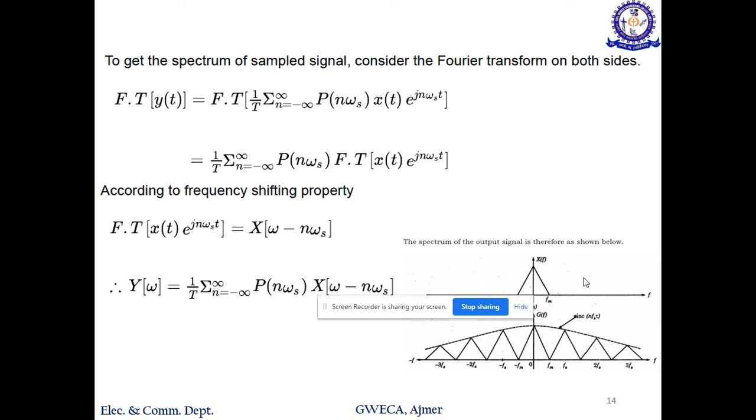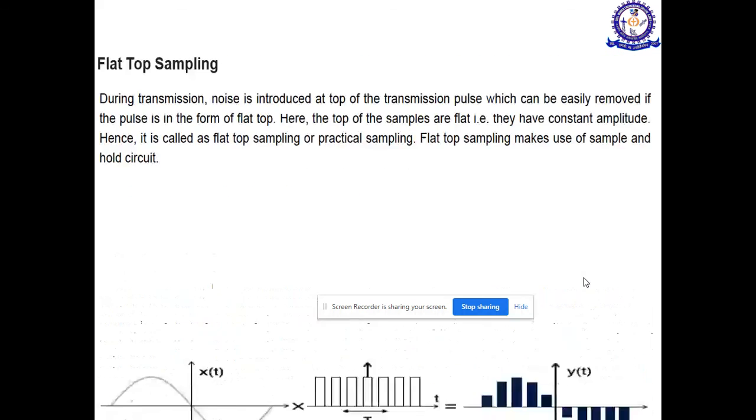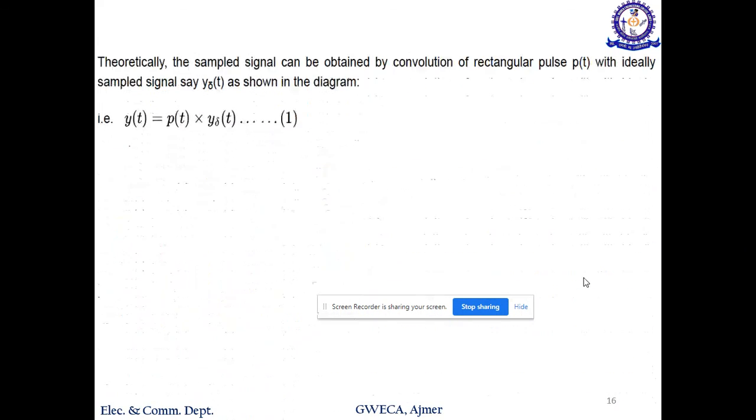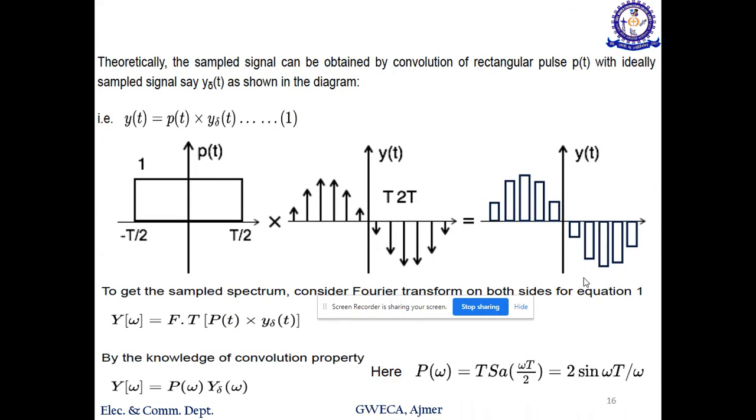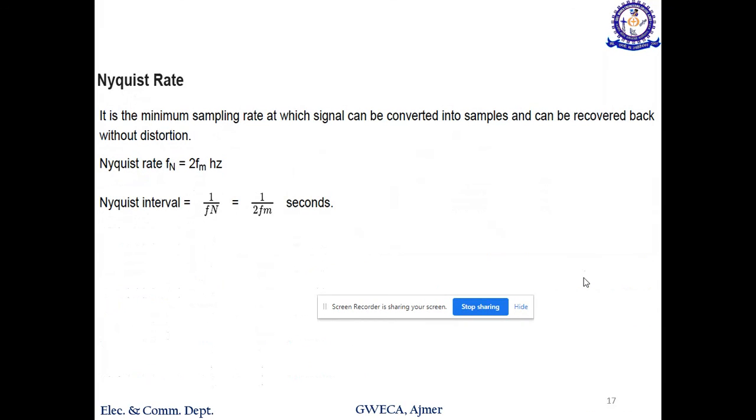If you need to recover the original signal, then you have to pass it through the filter. Finally, the Nyquist rate for perfect sampling is fN equal to twice of fm, and the Nyquist interval is given by 1 upon the Nyquist rate.